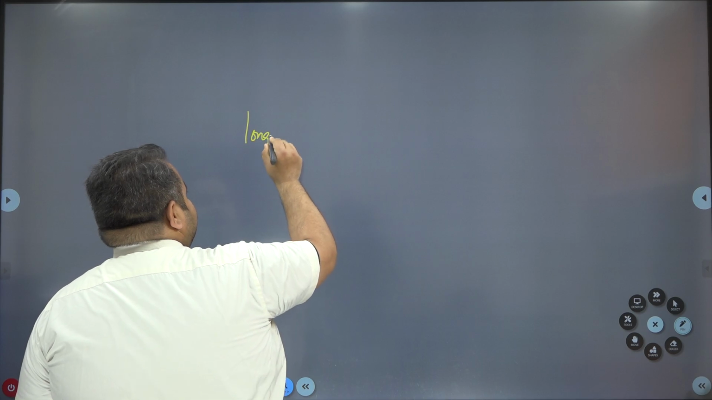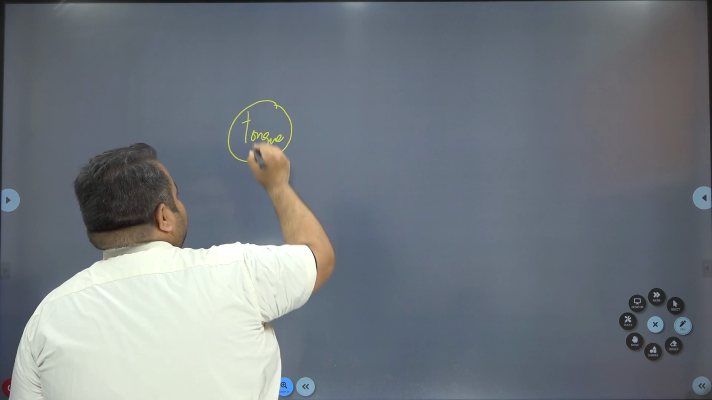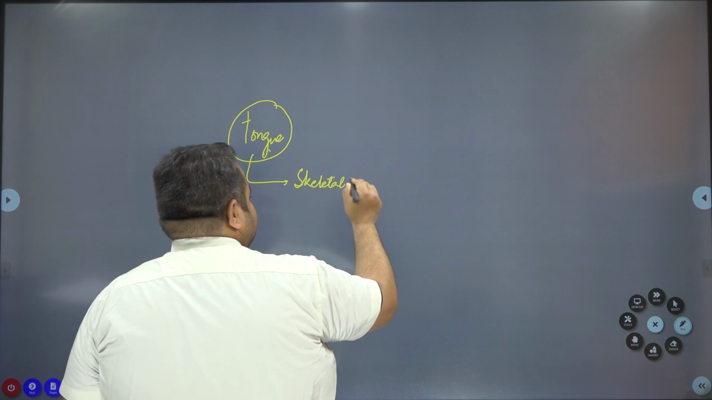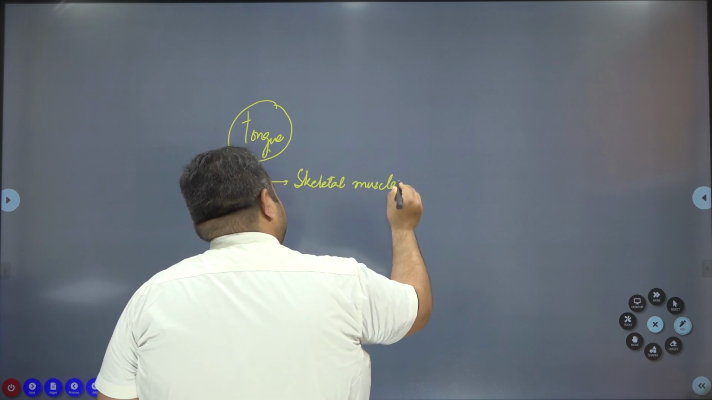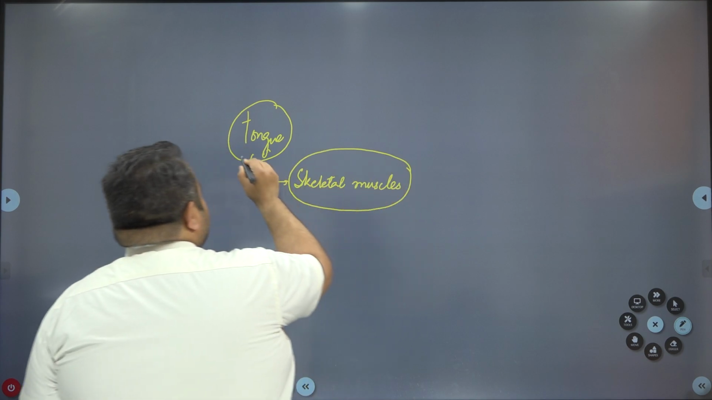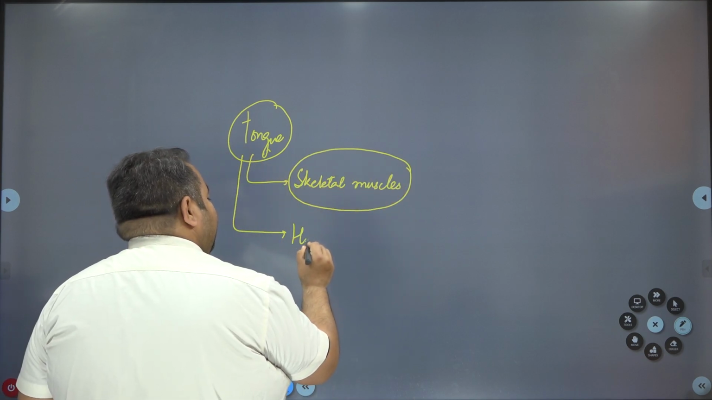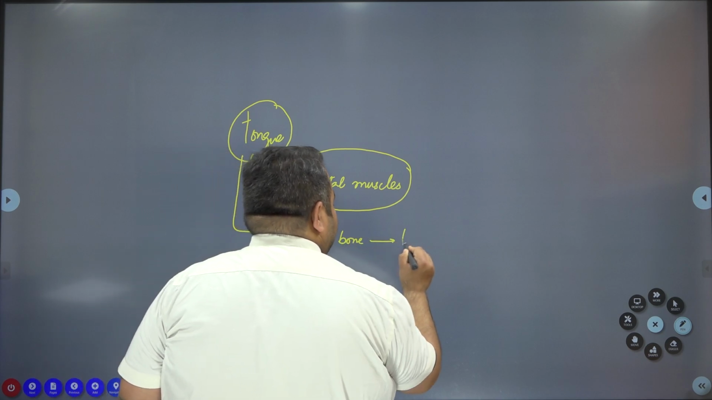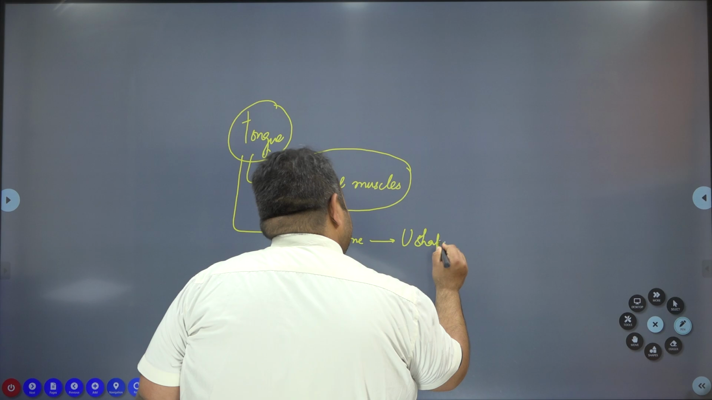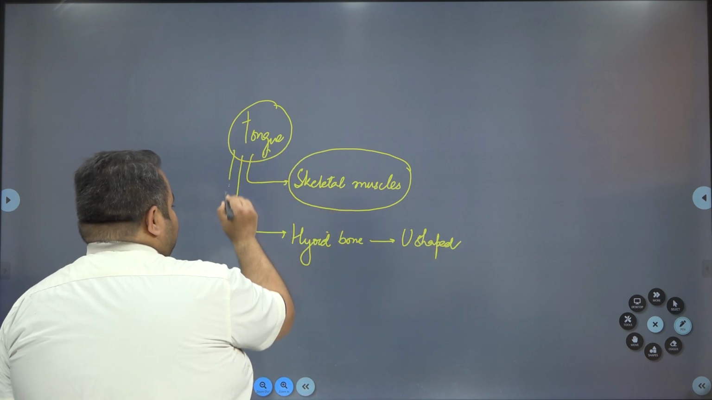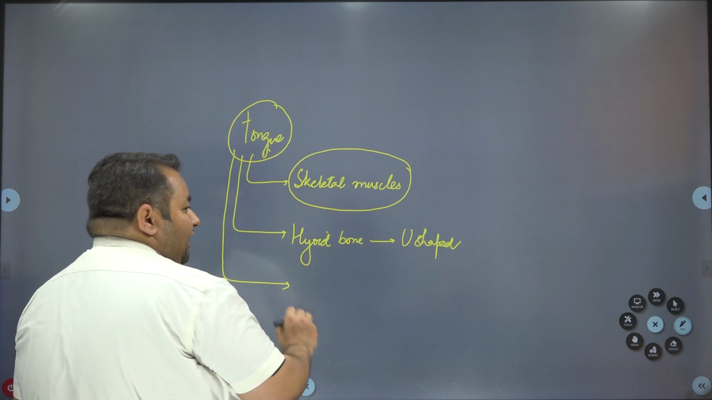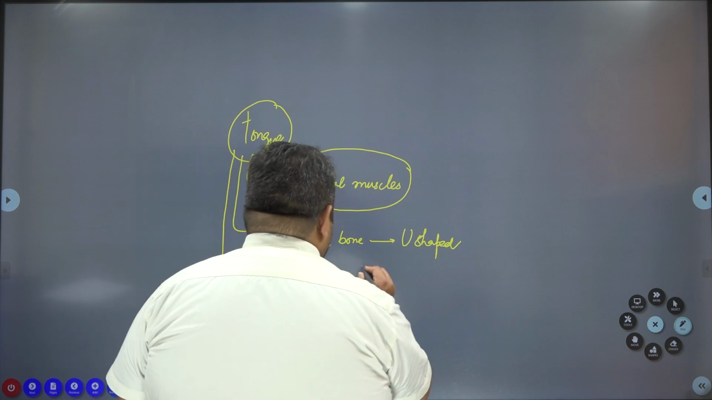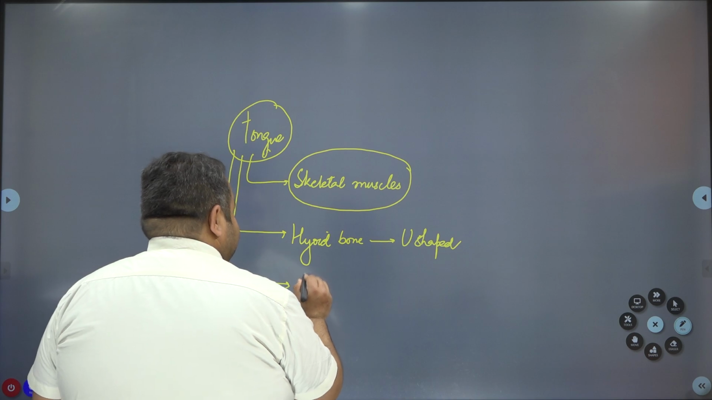The human tongue is a muscular organ made up of skeletal muscles. At the base of the tongue there is a bone, which we call the hyoid bone. The hyoid bone is a U-shaped bone. There are also structures associated with the tongue that are sensory in nature and involved in the process of tasting food. We call them taste buds.